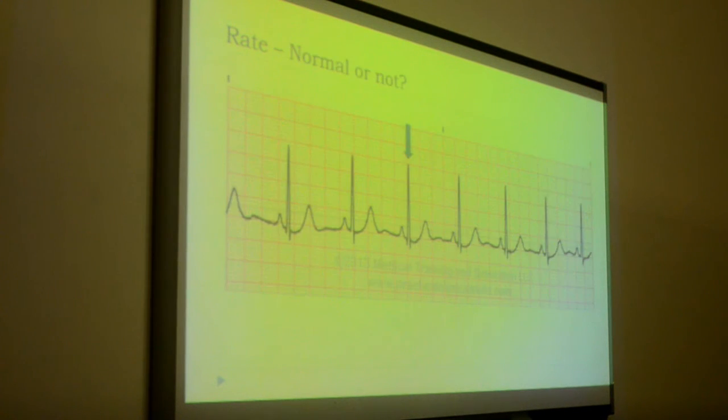So, quickly, you want to analyze whether this is normal or not. You don't want to know the exact heart rate, you just want to make sure it's normal. Normal, exactly. You take the QRS: 1, 2, 3, 4, 4.5, it's between 3 and 5.